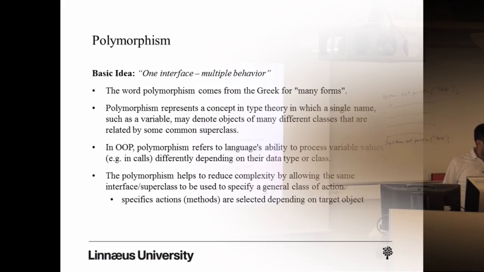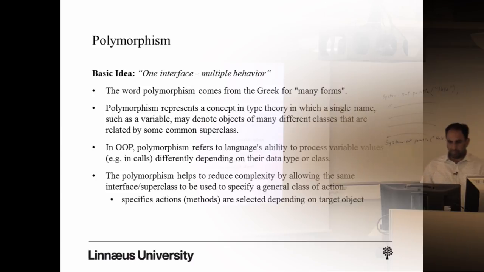And then the last thing in today's lecture is polymorphism. It's also an important concept in object orientation, and the idea of polymorphism is to have one interface and multiple behaviors. So you define one interface, but you want to achieve multiple behaviors depending on the different objects and their behaviors.